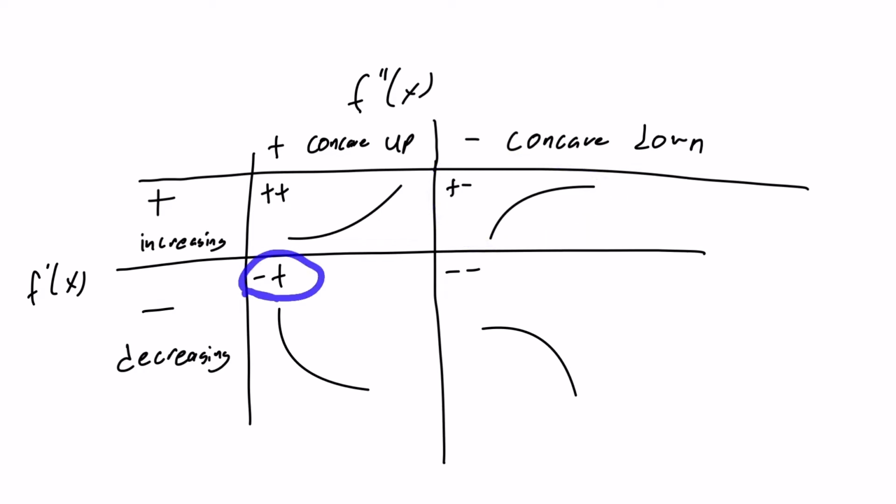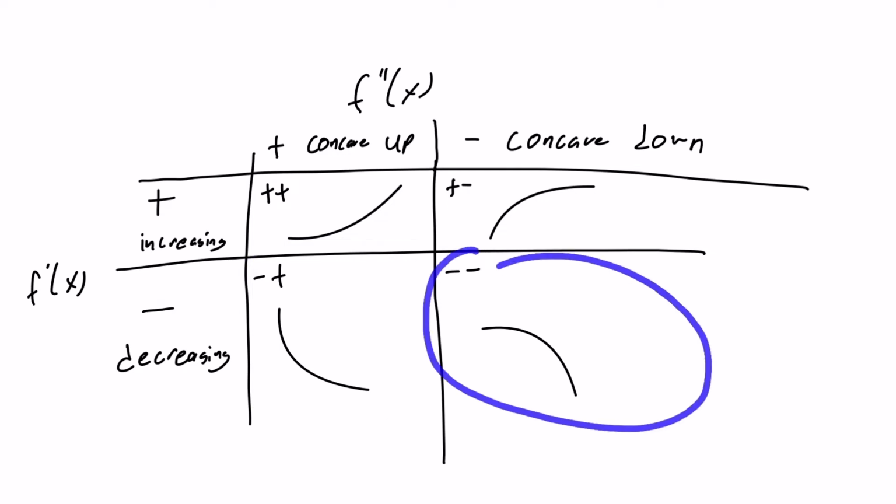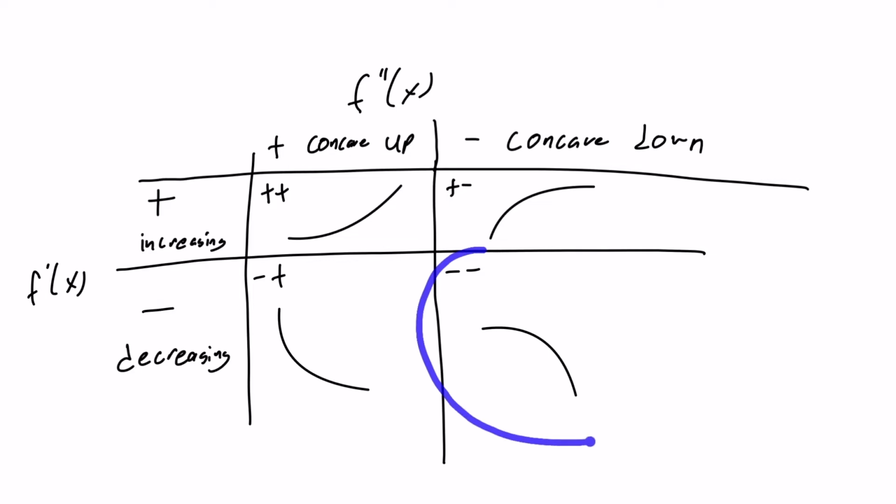If we are minus plus, meaning we're decreasing and concave up, then the shape of the function has to look like this. And lastly, if we're minus minus, so we're decreasing and concave down, then the shape of the function looks something like this. This is pretty much the worst way your stocks can go, minus minus.